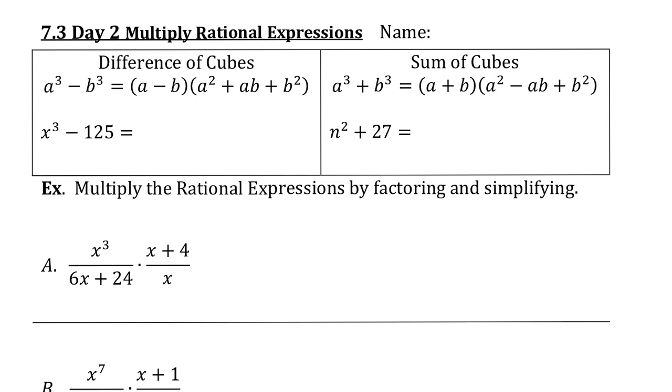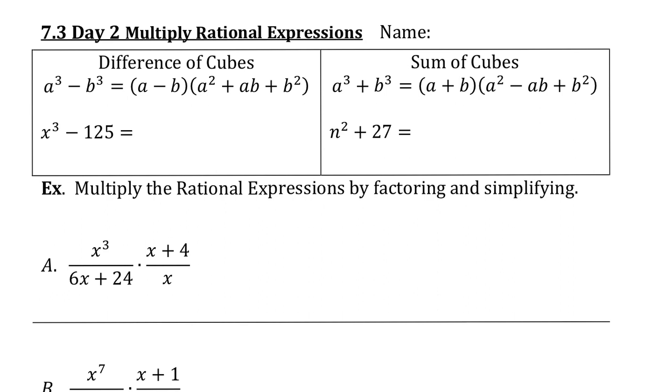Okay, 7.3 day 2, we're going to multiply rational expressions. Before we do, I'm going to remind you of how we factor difference of cubes and sum of cubes. So remember, if you have a cubed minus b cubed, to factor it, it turns into a binomial times a trinomial. The first one has the a minus the b, and then it's a squared plus ab plus b squared. So if I were factoring x cubed minus 125, I see that x is cubed.